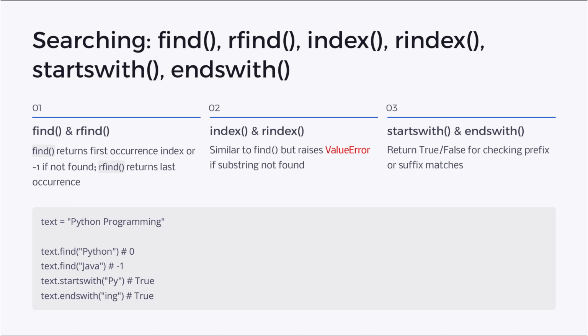The find method returns the index of the first occurrence of a substring or -1 if not found, while rfind returns the last occurrence. The index and rindex methods are similar, but raise a value error if the substring is absent. Startswith and endswith check if a string begins or ends with a specified substring, returning true or false.